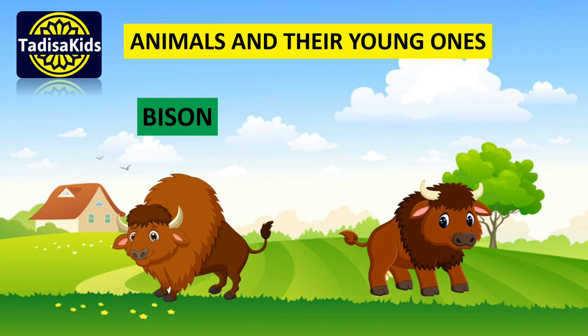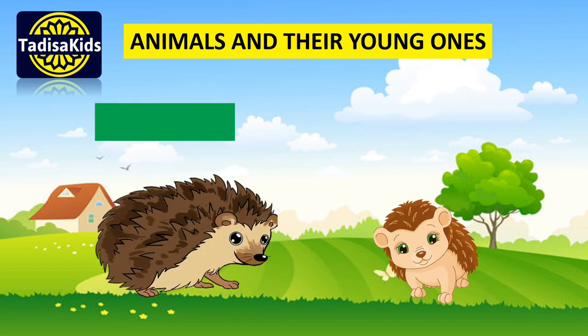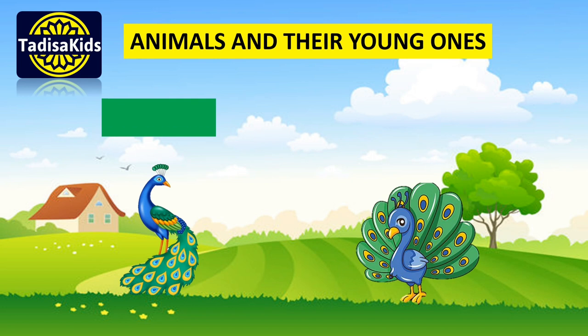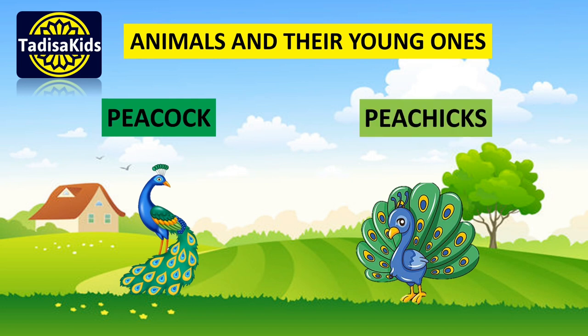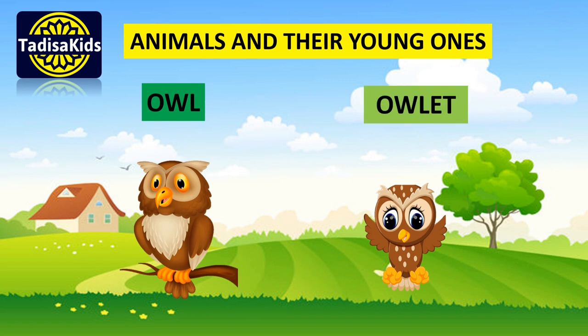Bison. Bison baby is calf. Sea lion. Sea lion baby is pup. Hedgehog. Hedgehog baby is hoglet. Peacock. Peacock baby is peachick. Owl. Owl baby is owlet.